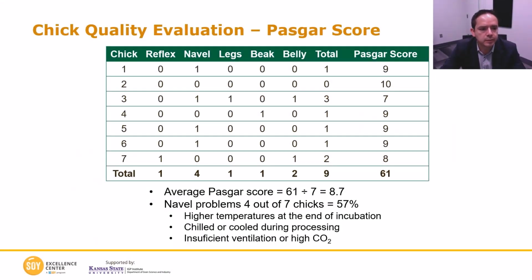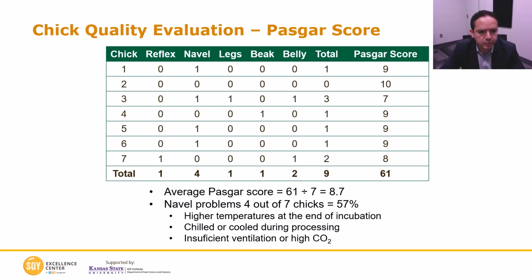And here's how you can score the chicks. You can see in this table there is chick 1, 2, 3, 4, 5, 6, 7, and then you can see the 5 different attributes. Here the total of these 7 birds was 61. So when you divide 61 by 7, the average Pasgar score in each chick is 8.7.